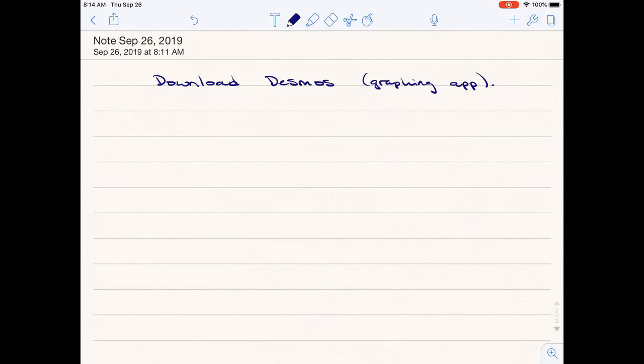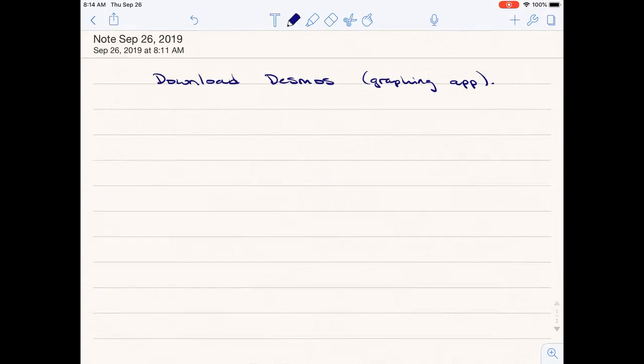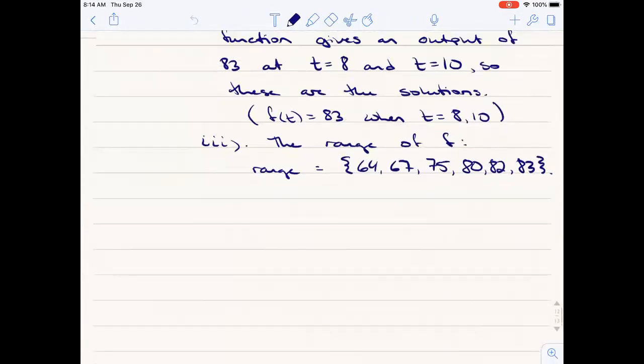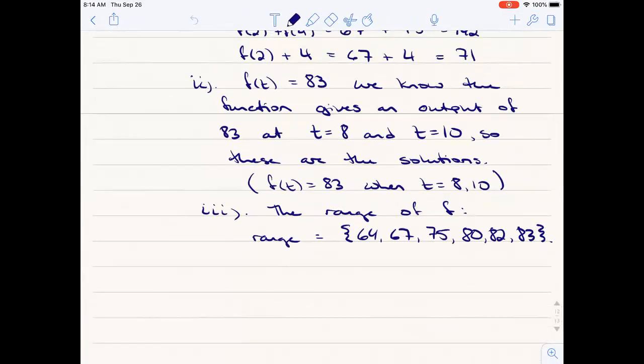Okay, so not really doing any review, but continuing example number 1 from last day. Where did we finish? Let's see here. Oh, we found the range. And so we found f of t when it's equal to 83, and we decided that 2 inputs actually yield an output of 83, 8 and 10.